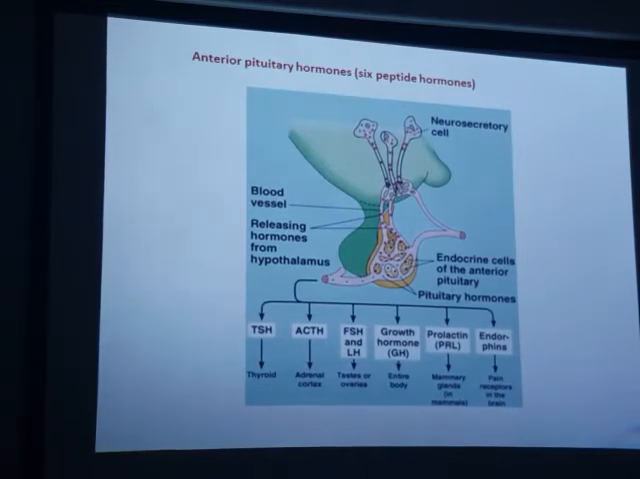You will learn it in histology and physiology. From macro anatomy, we are interested in the structure, not in the hormone secreted by it.